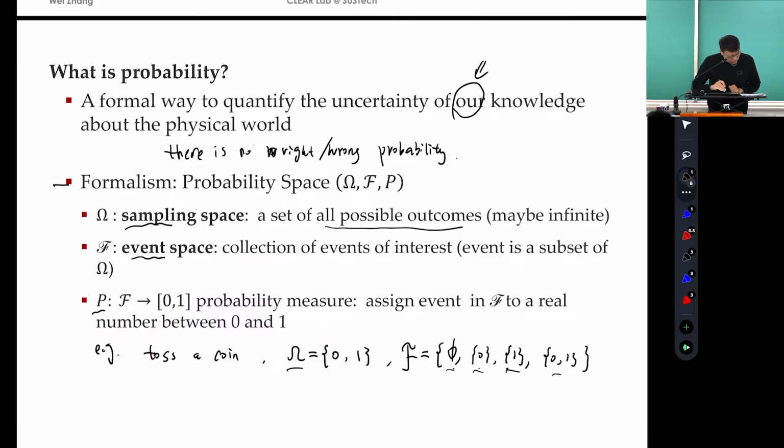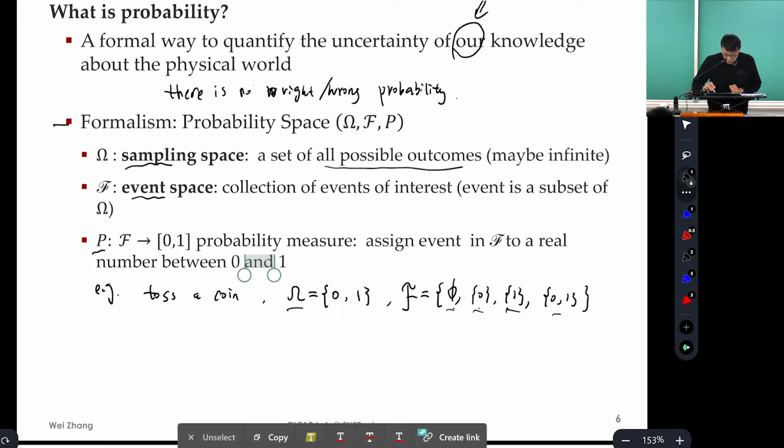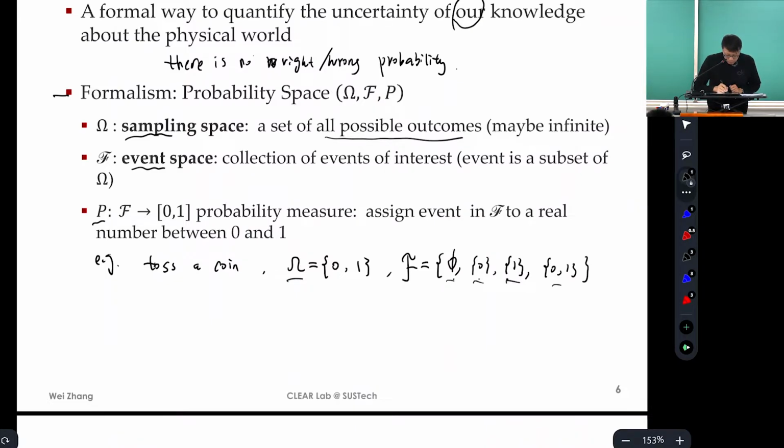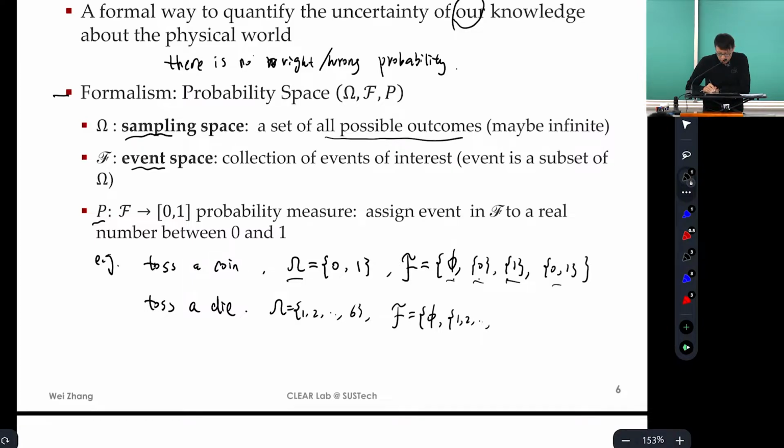Let me give a little bit more non-trivial example. Let's say I toss a die. Then the sampling space will be 1, 2, 3, 4, 5, 6, the number I'm going to see. The event space must still contain the empty subset and the full set, 1, 2, all the way to 6.